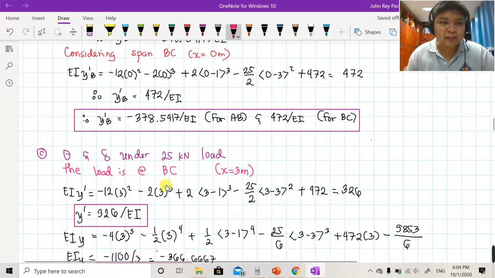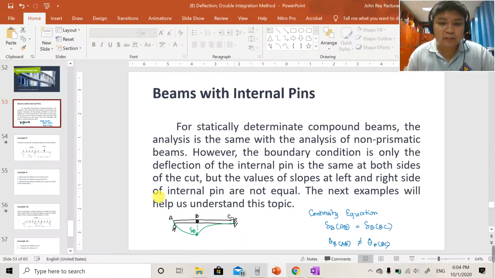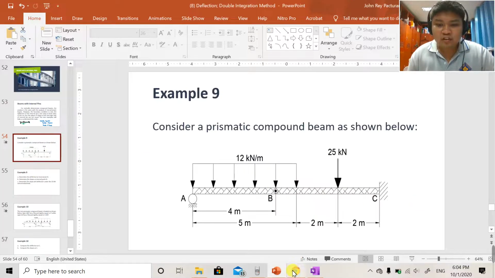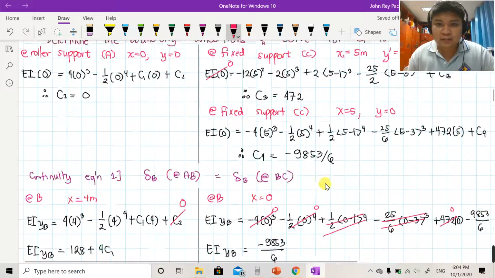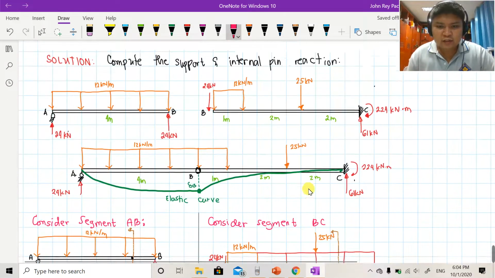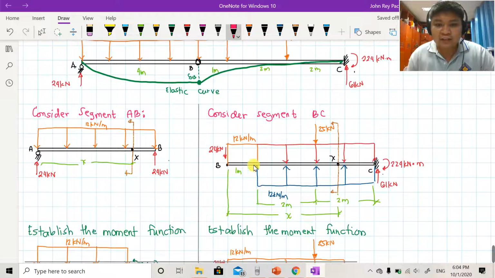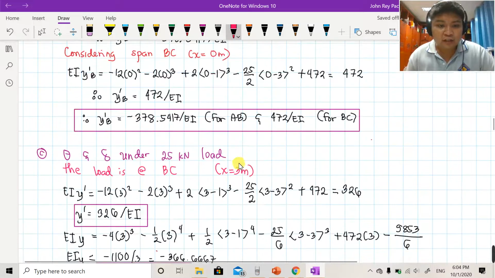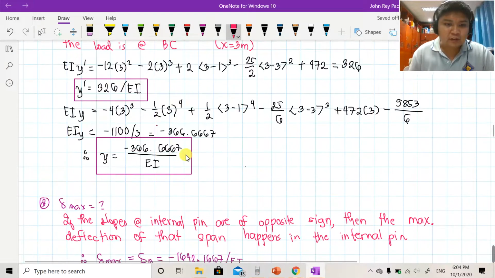So, lastly, ang tinatanong for letter C, what is the slope and deflection at the 25 kilonewton load? So, yung 25 kilonewton load class is nasa span BC. So, nandito siya. Yung 25 kilonewton is at x equals 3, kasi nga, ang reference natin is yung leftmost end. So, para mahanap mo lang class yung ating slope and deflection, iseset mo lang yung x equals 3, pero ang gagamitin mo lang class is yung span BC lang, kasi nandun lang naman yung 25 kilonewton load. So, I hope that is clear.